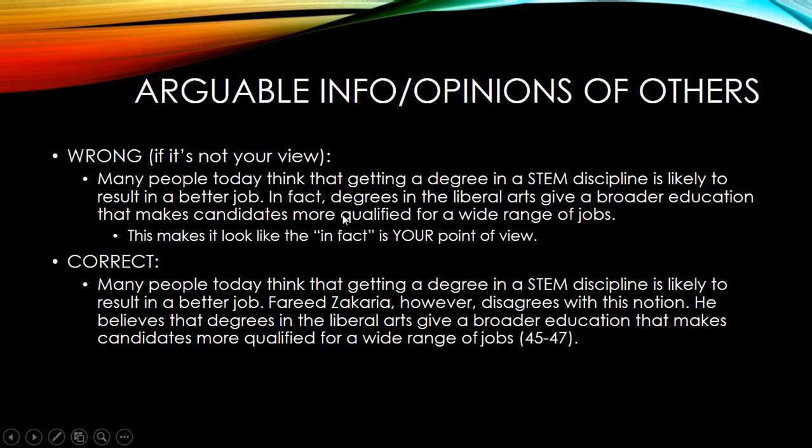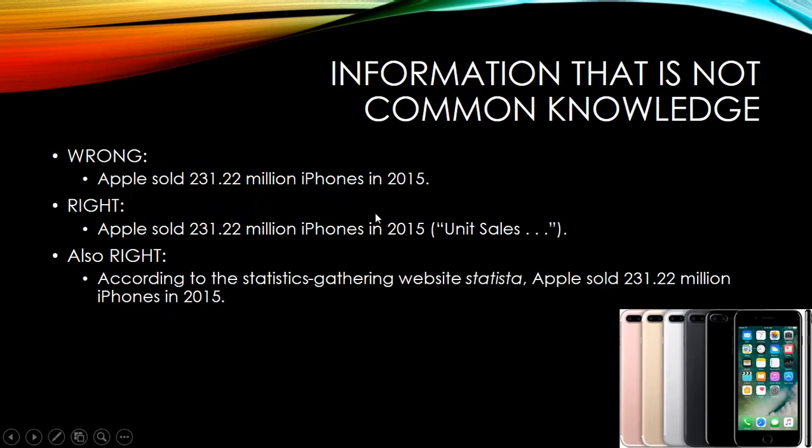Now, if that's your intention, that's fine. But this particular author, it was not his intention. He wanted to show many people's point of view and Fareed Zakaria's point of view. And because he showed Fareed Zakaria's point of view without giving credit, he is actually plagiarizing. So it would be better to look like this. "STEM discipline likely to result in a better job. Fareed Zakaria, however, disagrees with this notion. He believes..." and then the page numbers it comes from. So if there are points of view that are not yours, we have to say the name of the person whose point of view it is, number one, to give credit and avoid plagiarism, but number two, to make sure that we know who's saying what. We don't want to think it's your point of view when it's actually somebody else's.